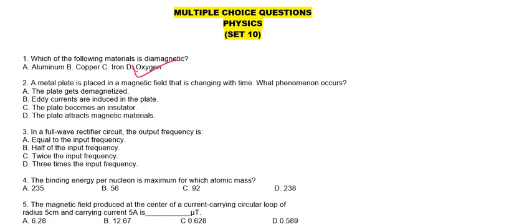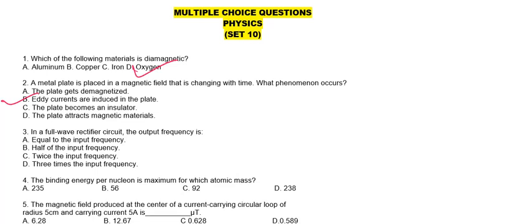A metal plate is placed in a magnetic field that is changing with time. What phenomenon occurs? Okay. So whenever a metal plate is introduced in a magnetic field, this is the definition of eddy current. So eddy current will take place. Whenever there is a metal plate introduced in a magnetic field, that is called eddy currents.